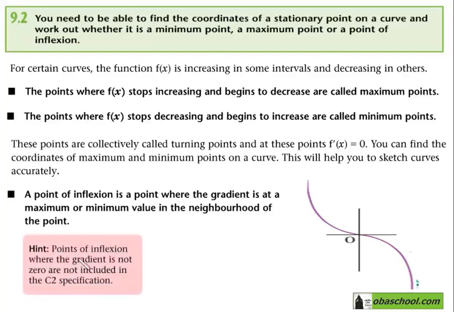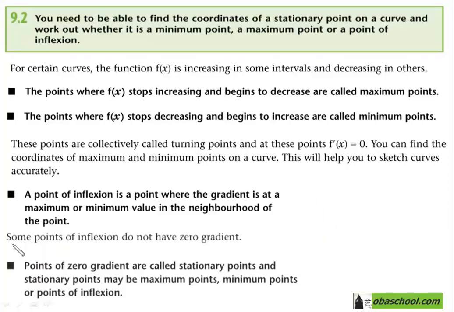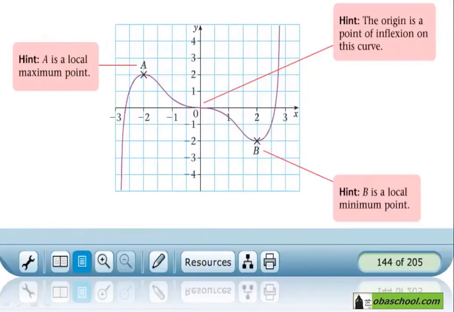Pay attention to something. Points of inflection where the gradient is not 0 are not included in the C2 specification. That means we won't study this now. So as we said, some points of inflection do not have 0 gradient. Points of 0 gradient are called stationary points, and stationary points may be maximum points, minimum points, or points of inflection.